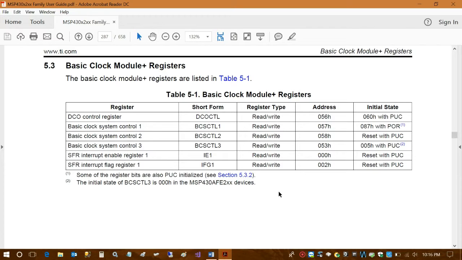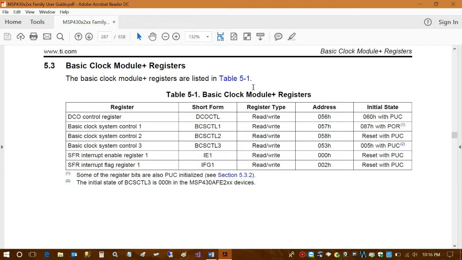It's been a long time that I've been giving the basic introduction to the MSP430 X2XX family, and now I would like to discuss the registers that are required to be configured for the Basic Clock Module Plus. As I had told in my last session, you need to configure the registers and the bits in the registers in order to get the clocking done.